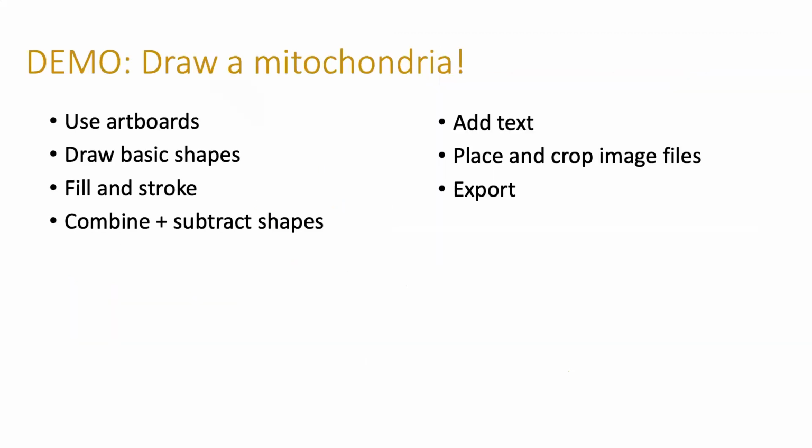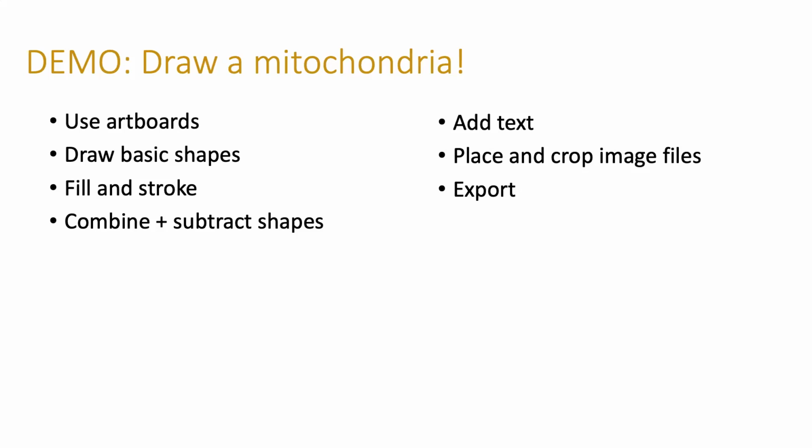So I'm going to take questions before we move on to the demo, but just to give you a preview of what we'll work on, I'm going to open up Illustrator and show you what it looks like. Then we're going to go over how to use artboards, how to use the tools in Illustrator to draw some basic shapes, how to use the fill and stroke. This is how you add color to your shapes, how to combine and subtract shapes to make a more complex compound visual, how to add text, how to place and crop image files, and how to export.